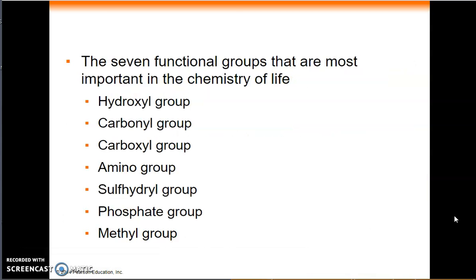7 chemical groups are most important to the chemistry of life: hydroxyl group, carbonyl group, carboxyl group, amino group, sulfhydryl group, phosphate group, and methyl group. The first 6 chemical groups are functional groups. They are hydrophilic and increase the solubility of organic compounds in water. We will discuss the methyl group at the end.